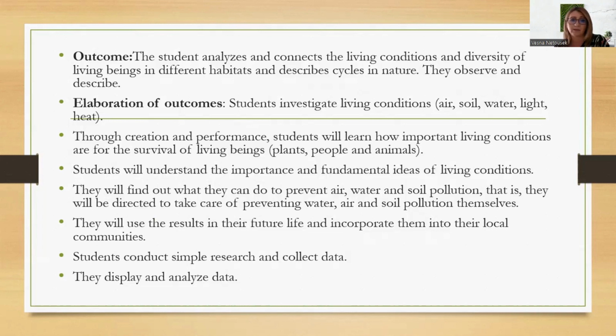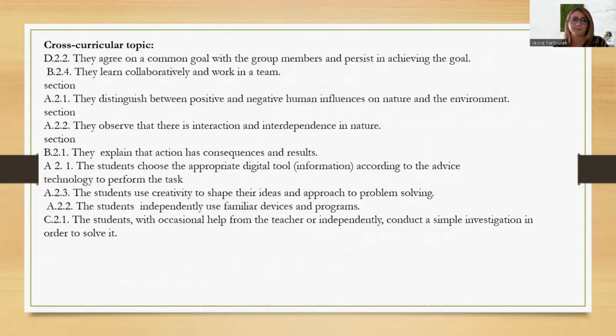They will find out what they can do to prevent air, water, and soil pollution. That is, they will be directed to take care of preventing water, air, and soil pollution themselves. They will use the results in their future life and incorporate them into local communities. Students conduct simple research and collect data, and they display and analyze data. Cross-curricular topic: they agree on a common goal with the group members and persist in achieving the goal. They learn collaboratively and work in a team.